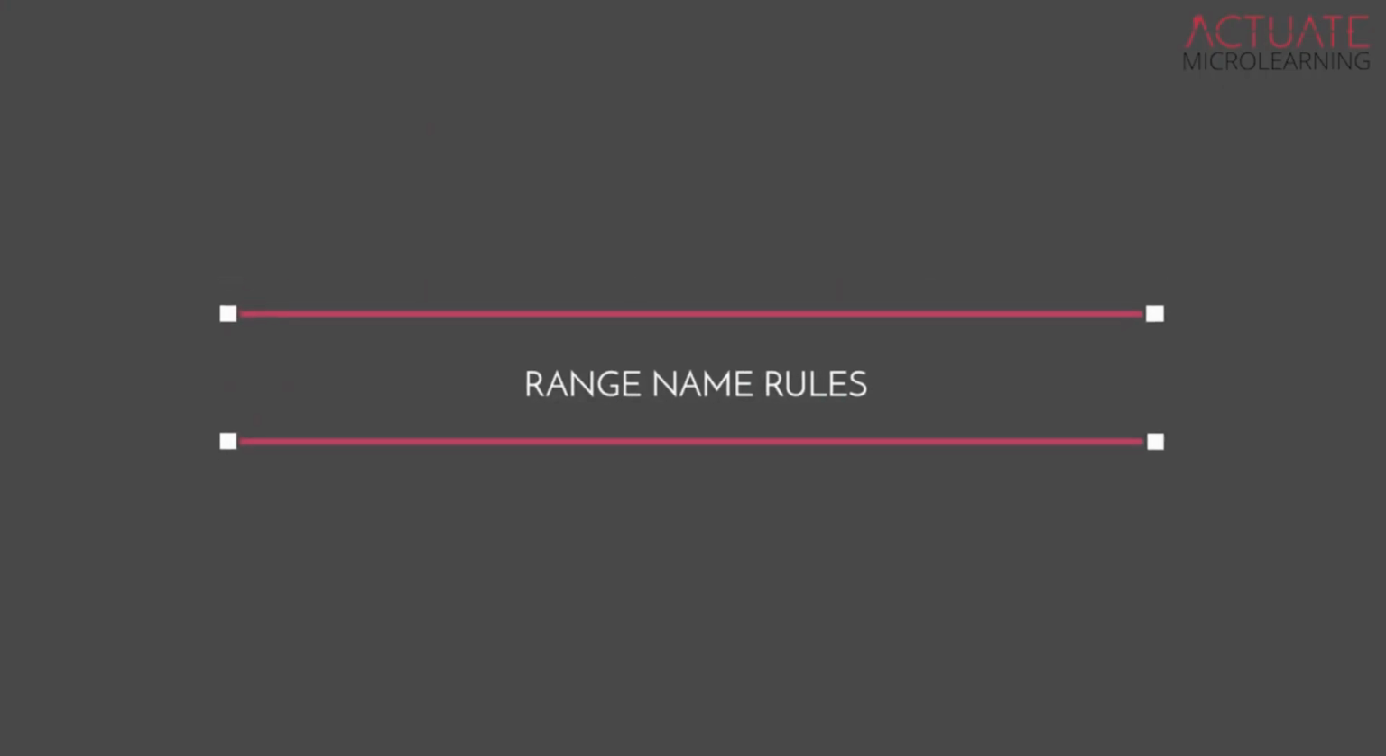Range name rules. There are a few rules to keep in mind while adding a name range. Begin either with a letter or the underscore character. They can't contain any spaces. Most symbols are not allowed except the underscore, period, backslash, and question mark. And lastly, maximum length of a range name cannot go beyond 255 characters.